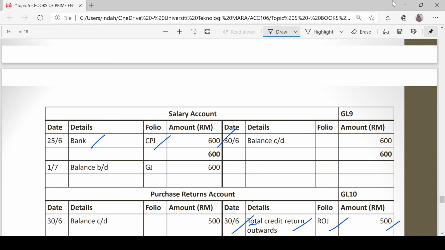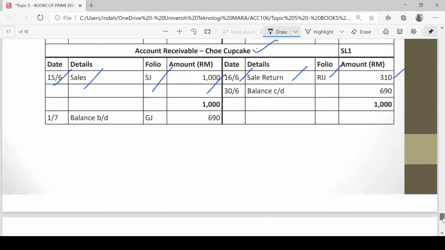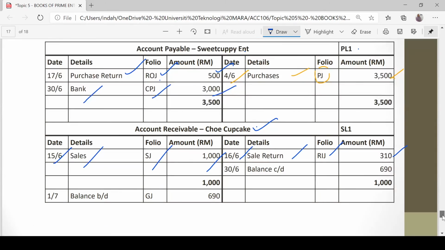Then you balance off the account, and that's it. The balance will be transferred to the trial balance, and from the trial balance you prepare the financial statements. So basically that is the difference. I want you to compare these two notes side by side, topics 4 and 5, to see how it differs from the previous lesson.